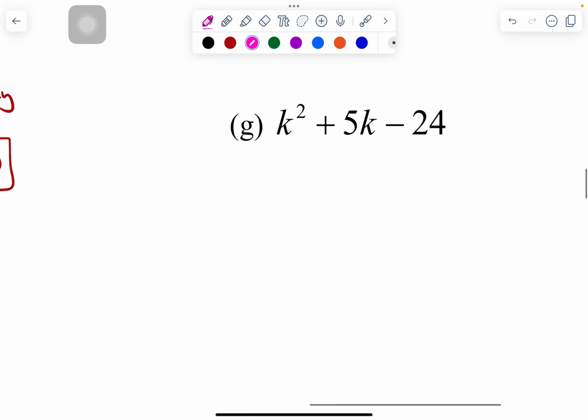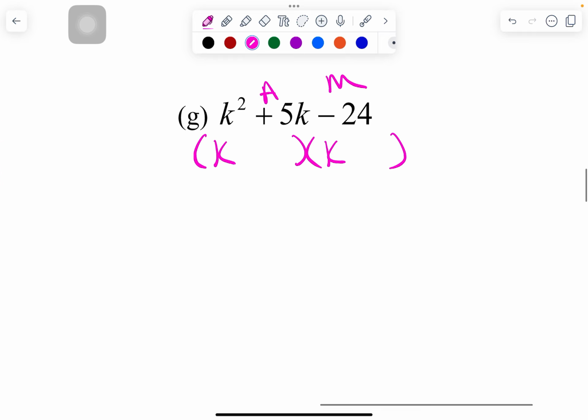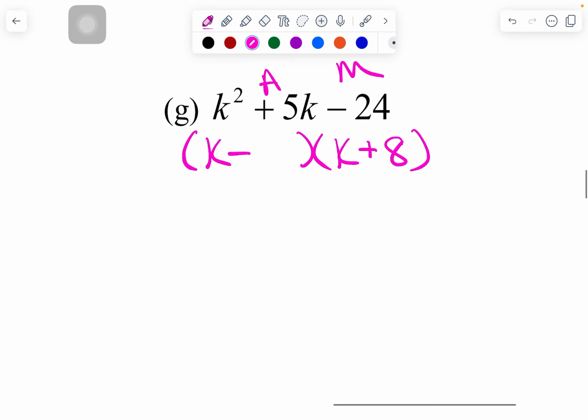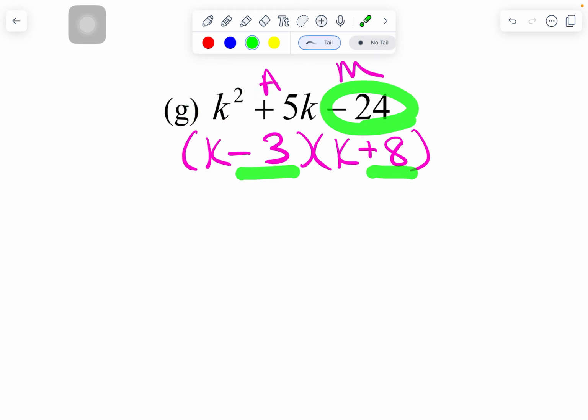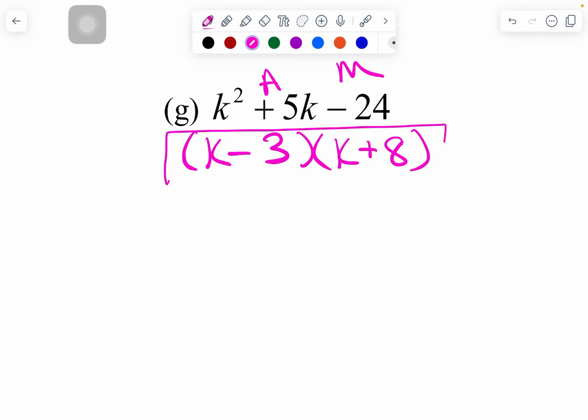All right, and then last but not least for this video, we're going to do part G. GCF, no. The k squared term, we're going to go ahead and split. So we're looking to add up to positive 5 and multiply to a negative 24. If we're multiplying to a negative, one's positive, one's negative. Let's see, 8 and negative 3. So quick check, k times k is k squared. Negative 3 times 8 is negative 24. Negative 3k plus 8k makes the positive 5k right there. Those are your two factors.